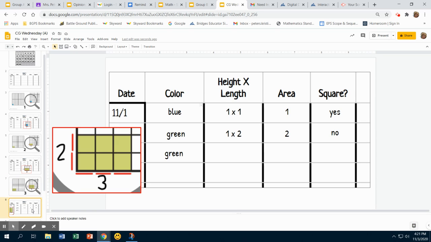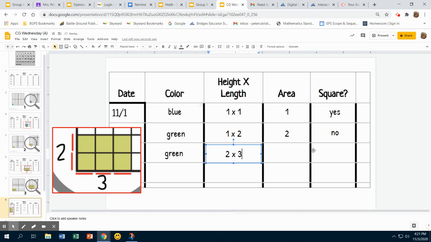Okay, let's do some work together. So the color was green. When I look at that, I see that it is 2 units high. The height is 2, a multiplication sign, and the length is 3 units. I can figure out the area by thinking of it as 2 rows of 3, or I could count them: 1, 2, 3, 4, 5, 6. So the area, the number of square units it takes to cover that green figure, is 6.